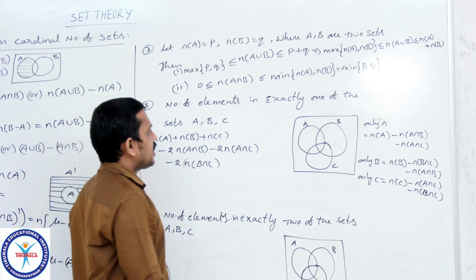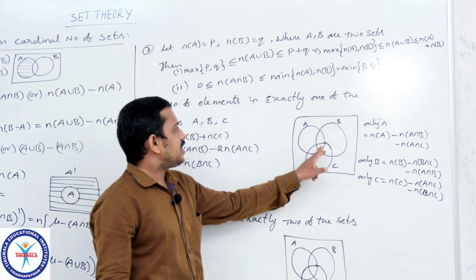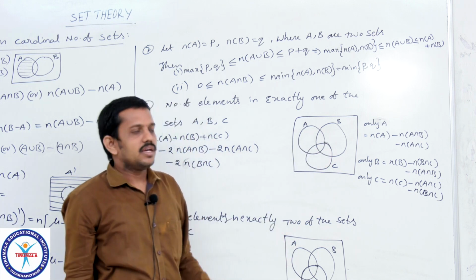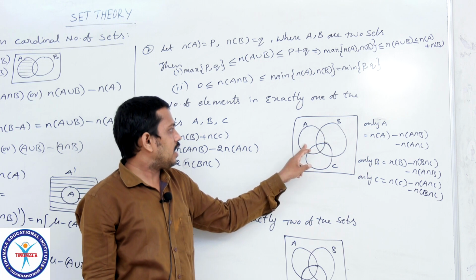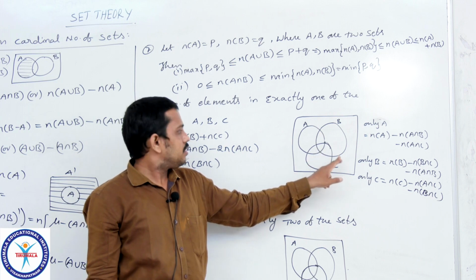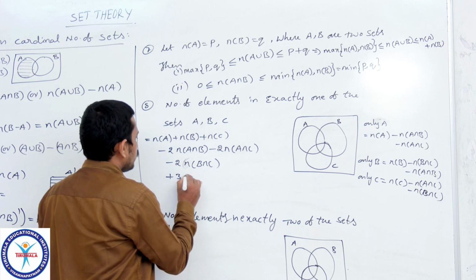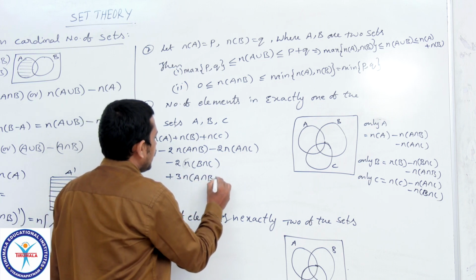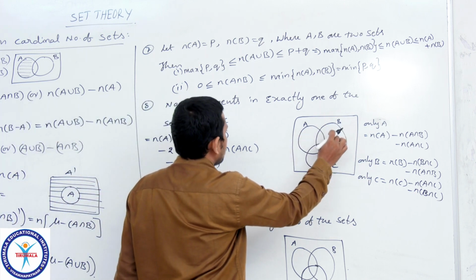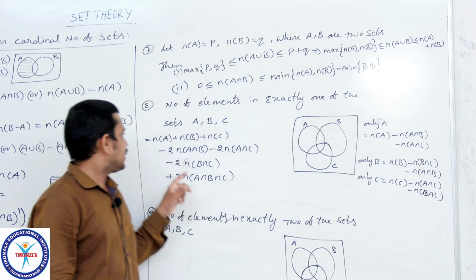But when we exclude these values, from A intersection B this value is already excluded. But here this common region A intersection B intersection C is also a region for A intersection B, and also a region for A intersection C, and also a region for B intersection C. So, we can add 3 into number of elements in A intersection B intersection C. Therefore, the number of elements in exactly one of A, B, C is equal to this.